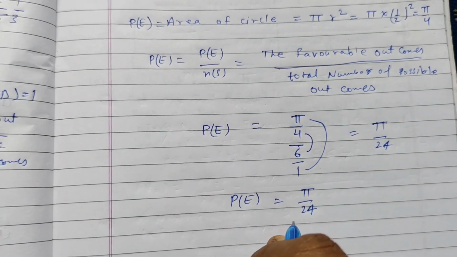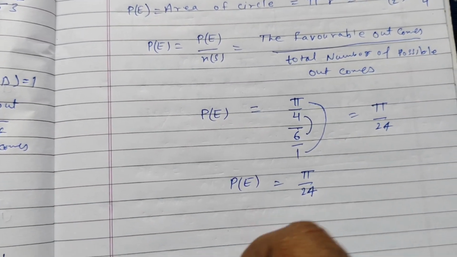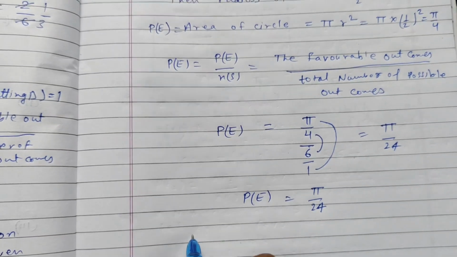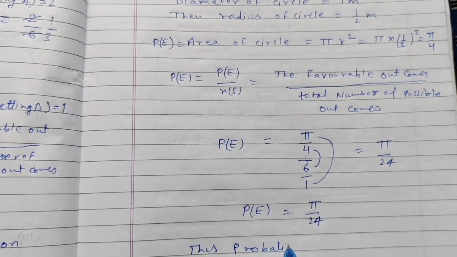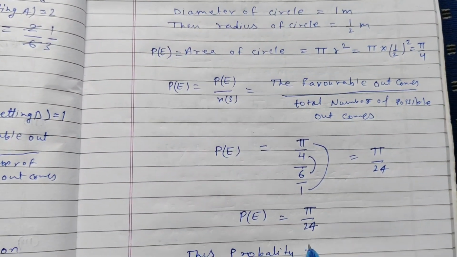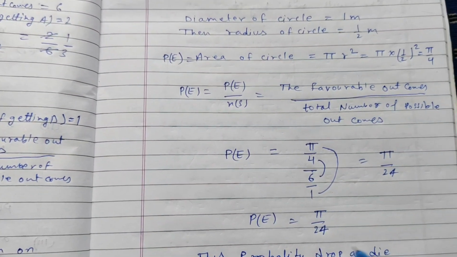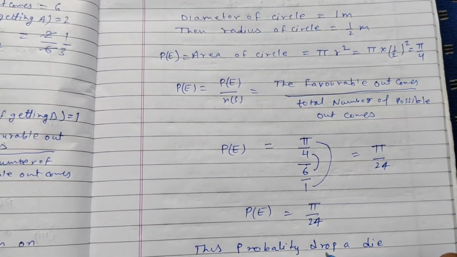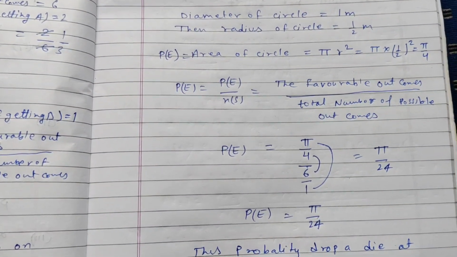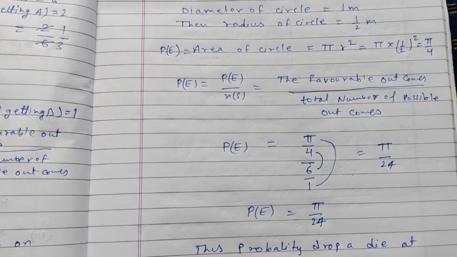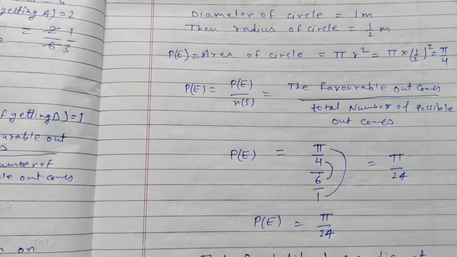So the probability of a die dropping in the circle, this is the probability. Probability of dropping a die at a circle region. This is the probability: dropping a die in the circle region is pi by 24.